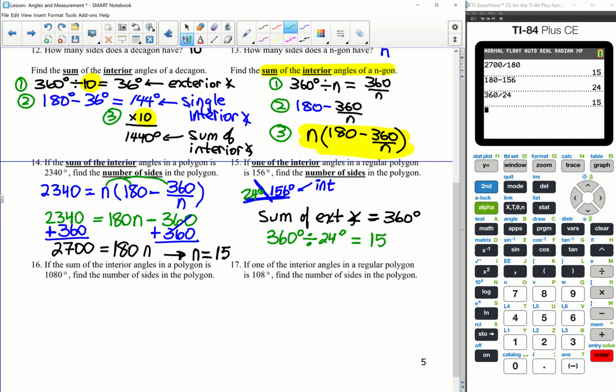They're asking for the number of sides, but the number of sides and number of angles correspond to one another. So if I had 20 sides in the polygon, I'd also have 20 angles. Right? Interior or exterior, it doesn't matter. But long story short, we got another case where n equals 15. The number of sides in that polygon is 15. All right.